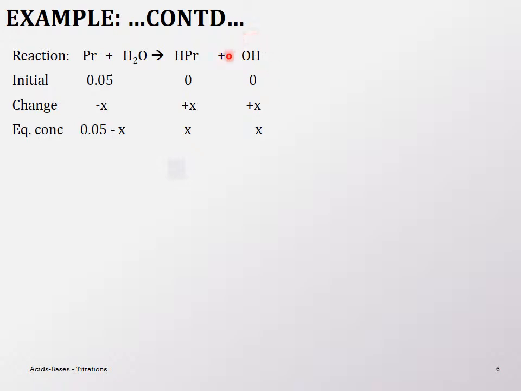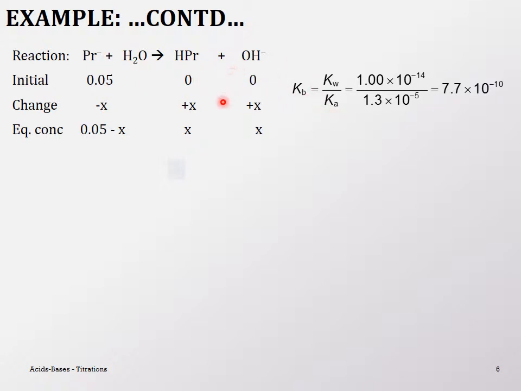Remember, the question asked for the hydroxide ion concentration and also the pH of the solution. So that's what we have to do. The ICE method: the change is minus X and plus X, and then the equilibrium concentrations are 0.05 minus X, X, and X. Now, since we are dealing with hydroxide ion and propionate, we're going to have to deal with Kb, not Ka.